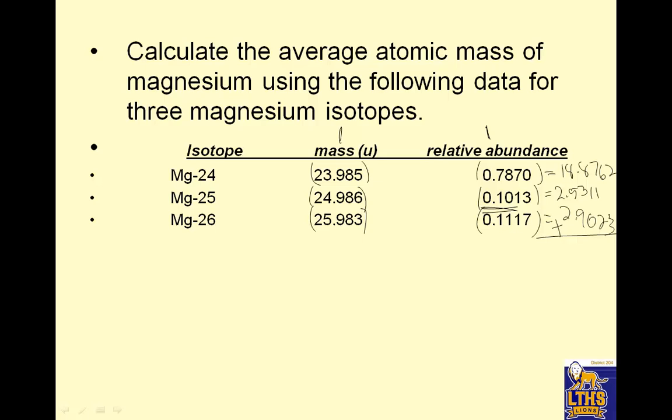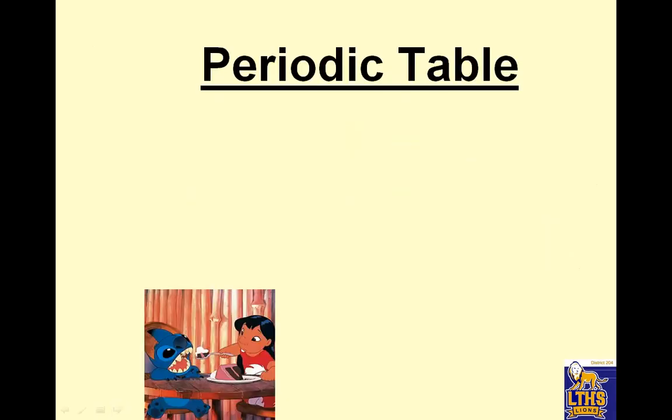So 2.9023 plus 2.53108 plus 18.876 is 24.31 AMU.